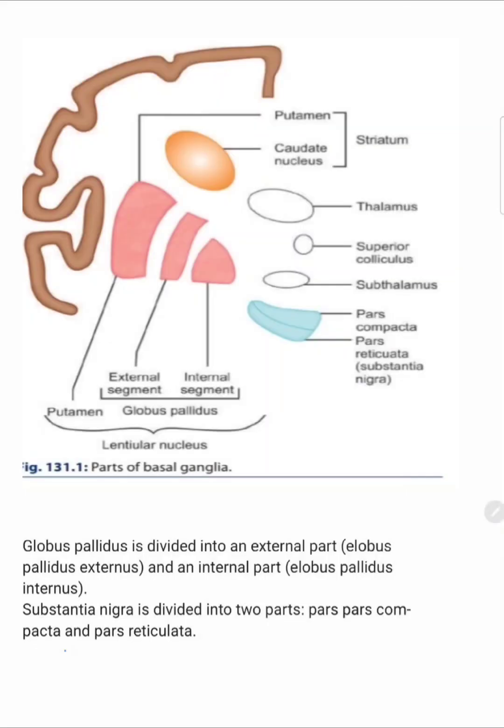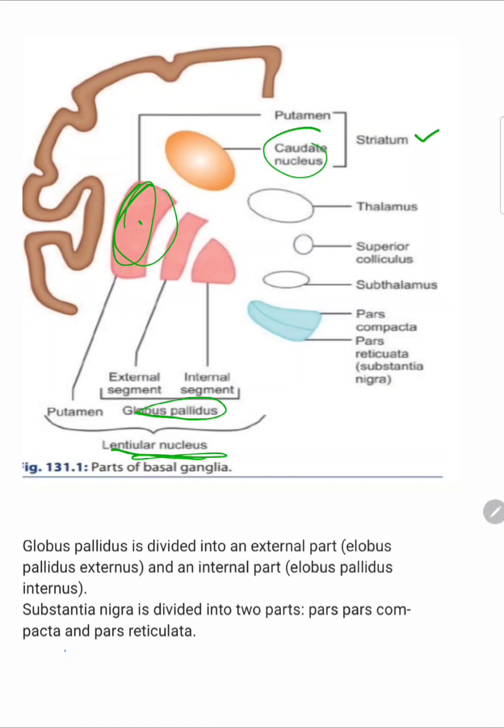Remember this diagram so that you can write the answer. This is the putamen. Putamen and caudate nucleus together are known as the striatum. Putamen and this globus pallidus together are known as the lenticular nucleus. Substantia nigra is also included in the basal ganglia, and it consists of two parts, pars compacta and pars reticulata. The thalamus, superior colliculus, and subthalamus are present nearby the basal ganglia.